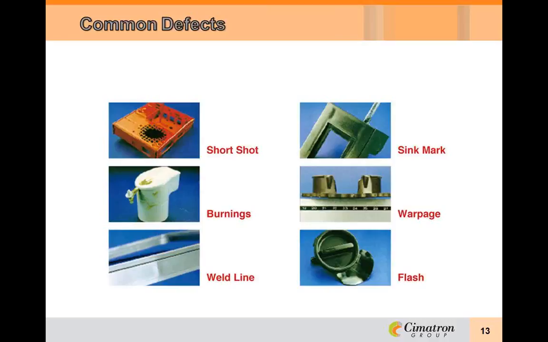Burn marks, black or brown burnt areas on the part, usually located at the furthest point from the gate where the air is trapped. A weld line, also known as a knit line, where the flow front meets. Sink marks, which would be localized depressions, usually in the thicker areas of the part. Warpage, which of course is just the part that's been distorted during the shrinking process. And flash, which would be excessive material, usually in thin layers that leak out at the parting line and of course exceed the normal part geometry.